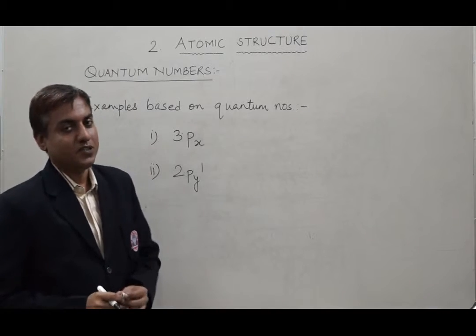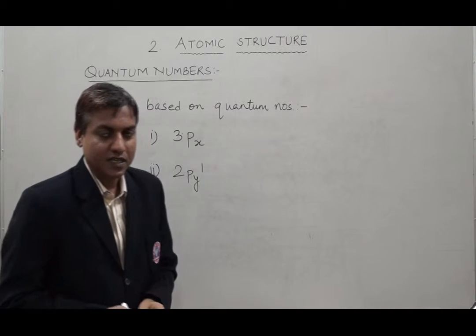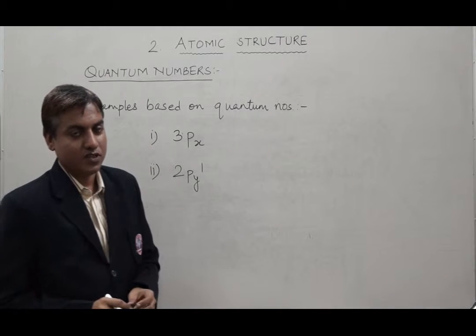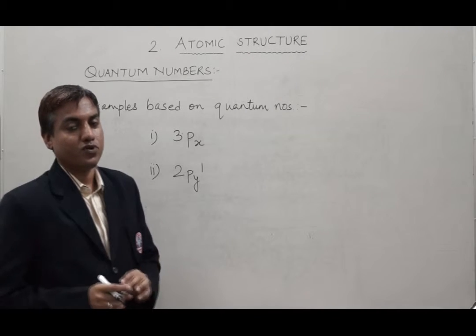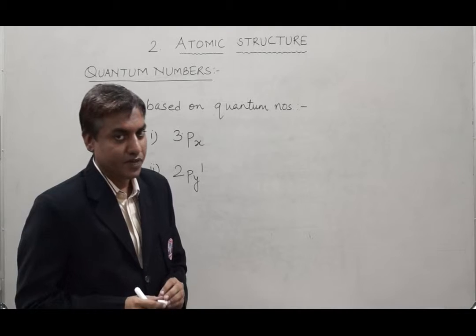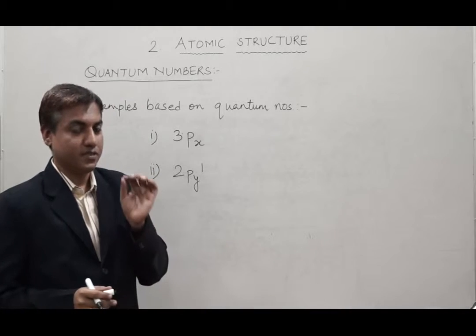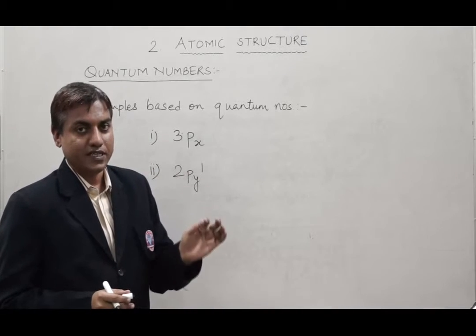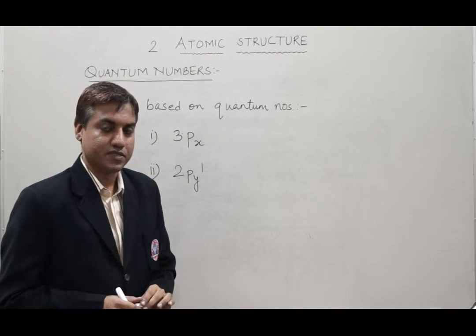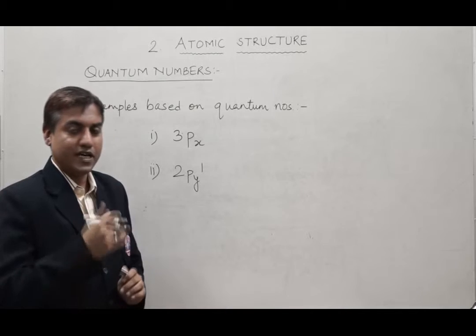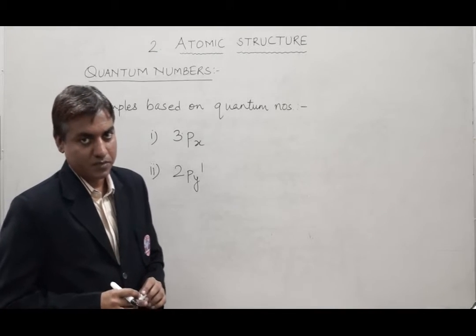Okay children, I hope that you have understood all the 4 quantum numbers. Let's quickly revise all these quantum numbers. And what are quantum numbers? Basically, a set of 4 quantum numbers which completely define an electron in terms of its energy, orientation, shape and spin are called quantum numbers. Now let's quickly have some examples based on these quantum numbers.